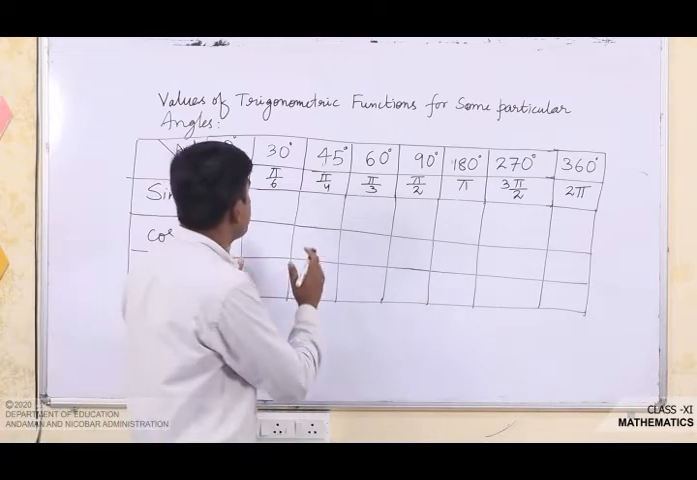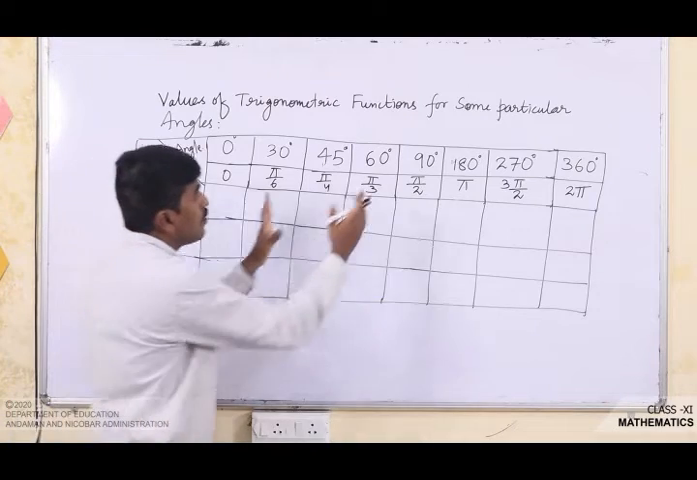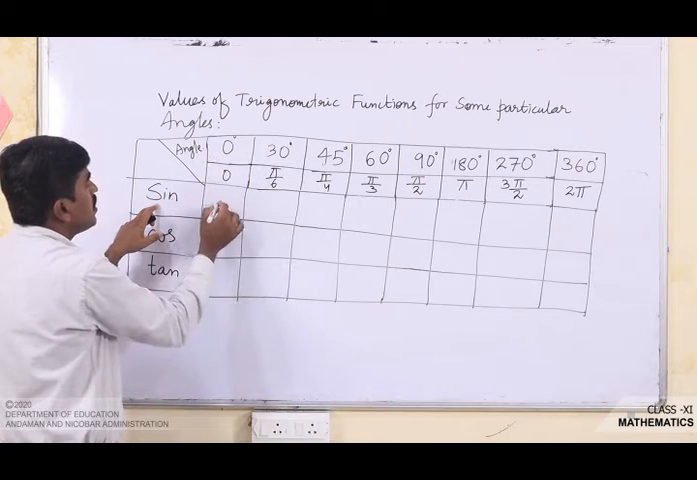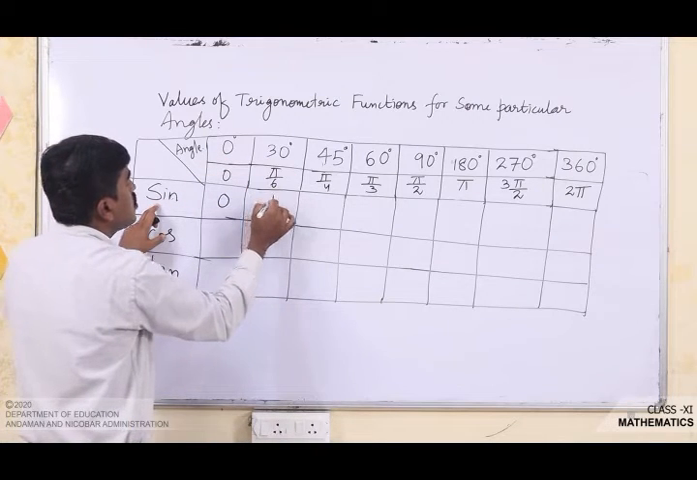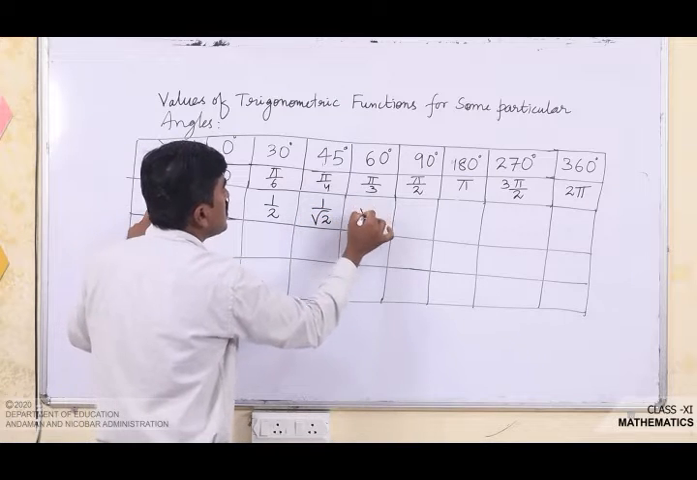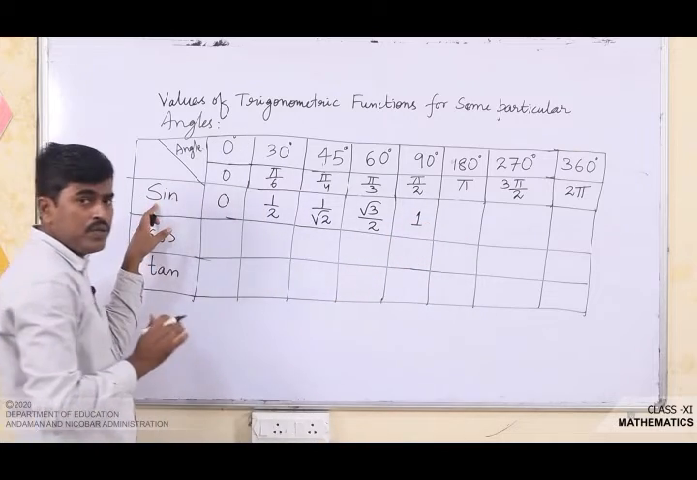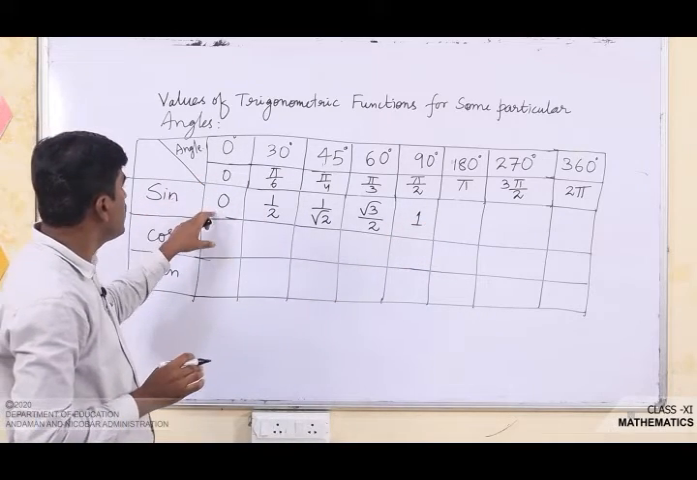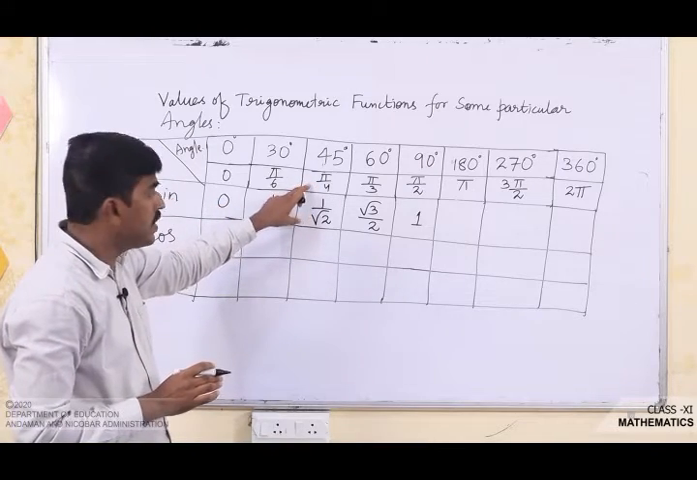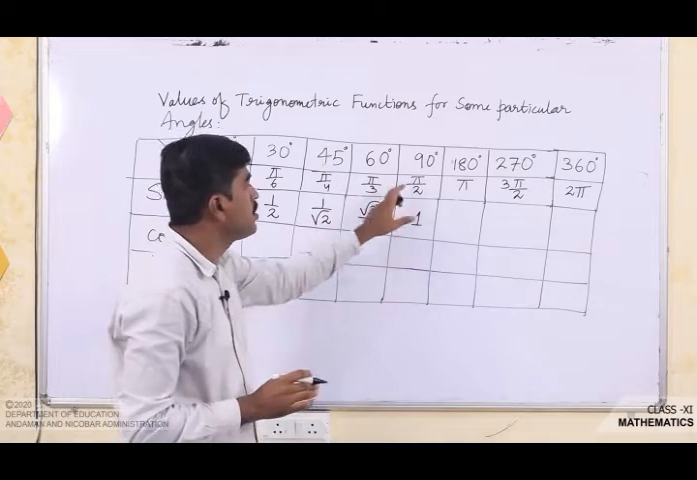Now you know the values of sine, cos, tan and all other three trigonometric functions up to 90 degree. So sine 0 degree is 0, sine 30 degree is 1 by 2, sine 45 degree is 1 by root 2, sine 60 degree is root 3 by 2, sine 90 degree is 1. That you know already. That is sine 0 is 0, sine pi by 6 is 1 by 2, sine pi by 4, which means 45 degree, is 1 by root 2, sin pi by 3 is root 3 by 2, sin pi by 2 is 1.